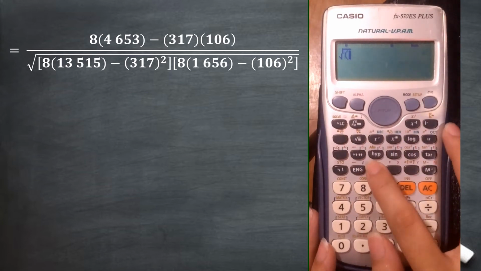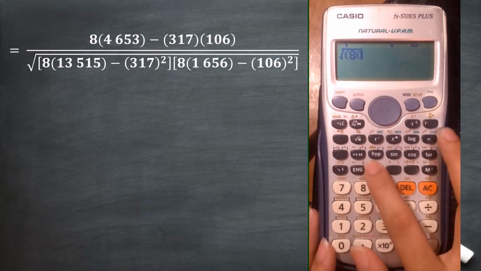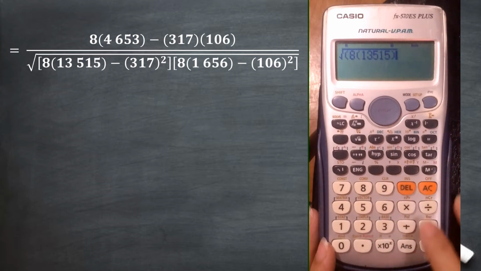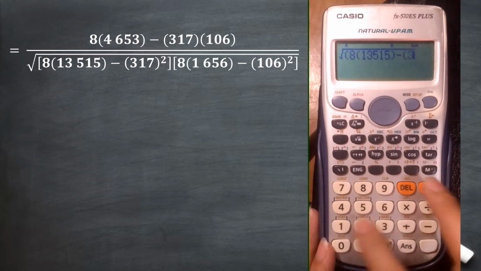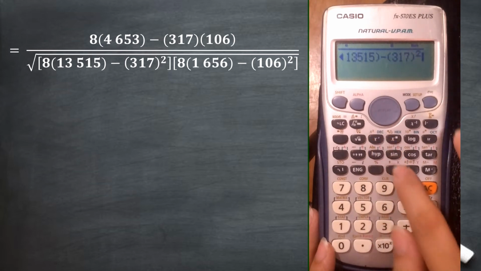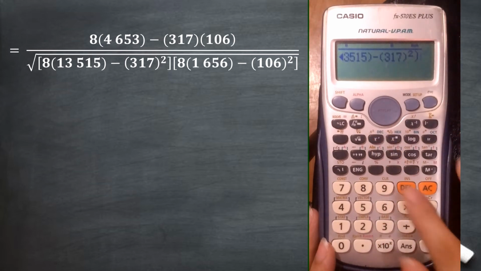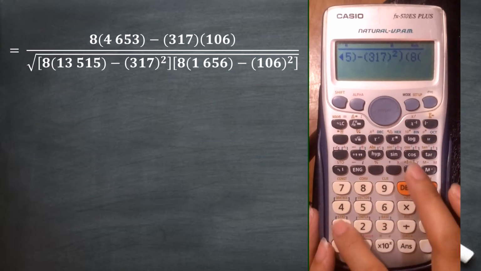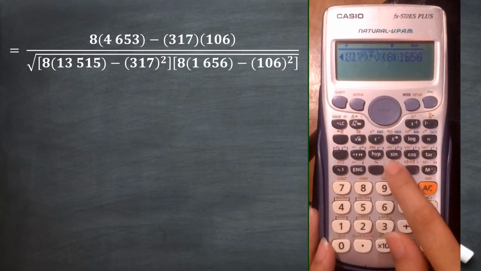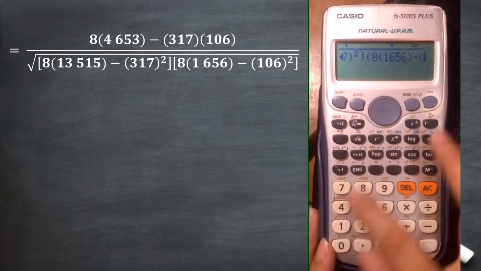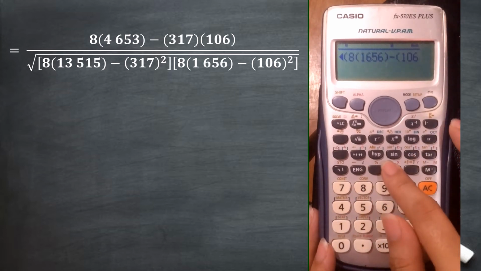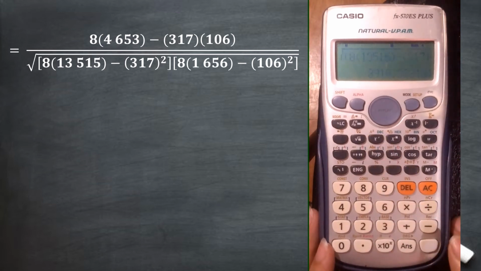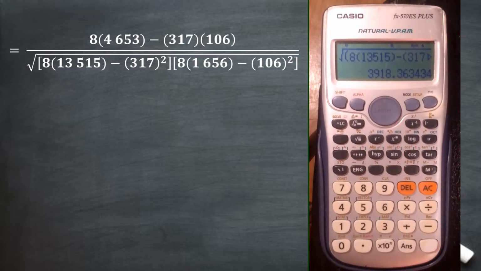Square root, open, 8, open, 13,515, close, minus, open, 317, close, squared, close. Open again, and then 8, open again, 1, 6, 5, 6, close, minus, open, 106, close, squared, close. And then you press equal sign. This is the value for your denominator.